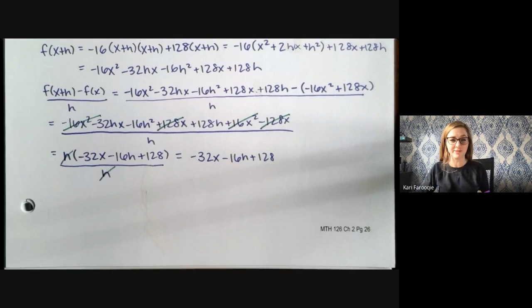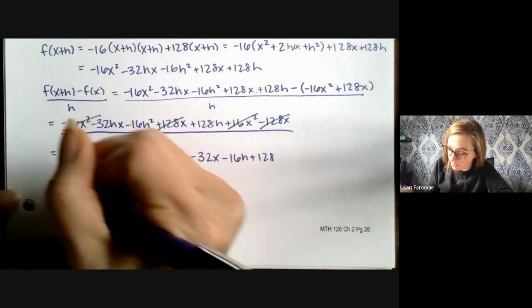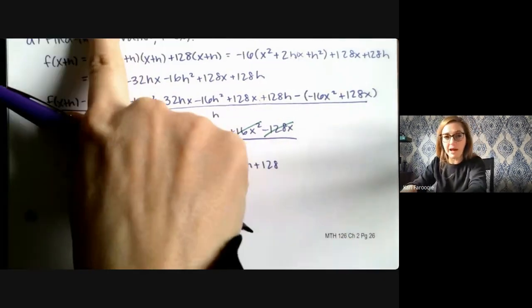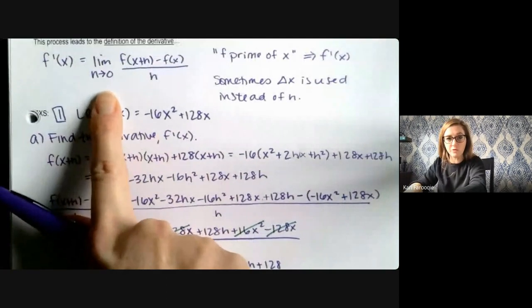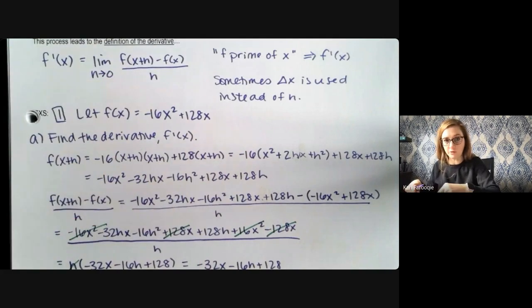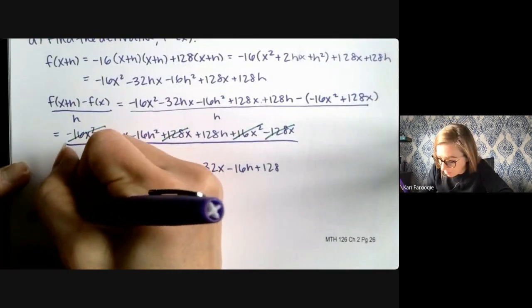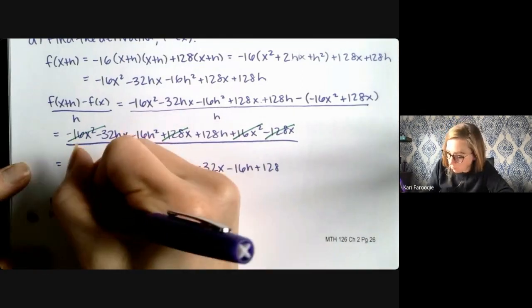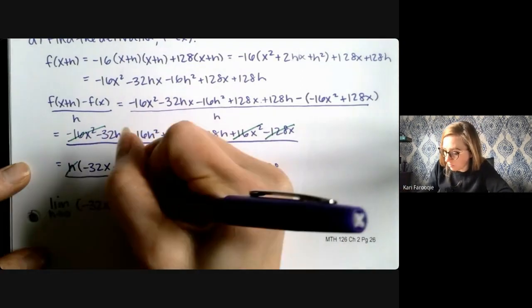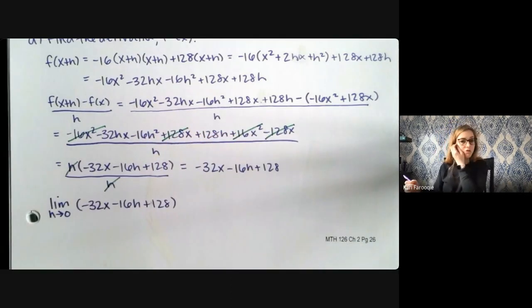We just have one more thing to do with this before we do part B, which is the meat and potatoes of all this. What we're going to do is go back to this definition for the derivative. This is what we're supposed to be trying to find. I gave you a function. We just focused on finding the difference quotient. Now we need to take the limit as h approaches 0. So the limit as h approaches 0 of negative 32x minus 16h plus 128.